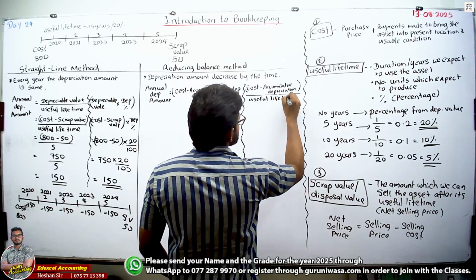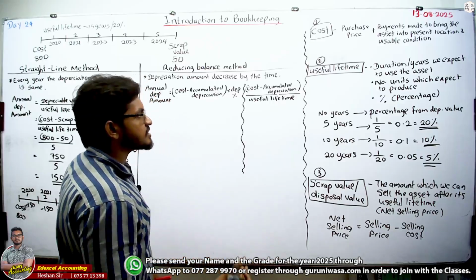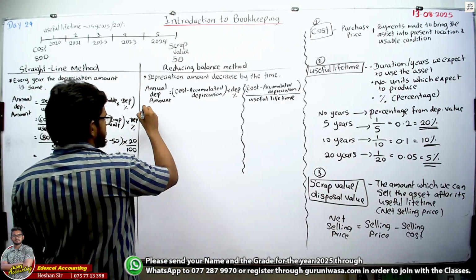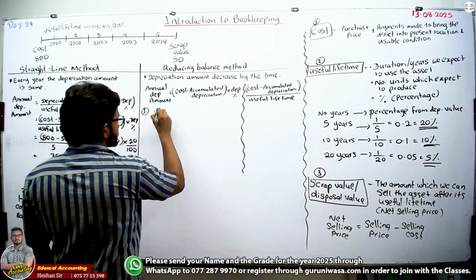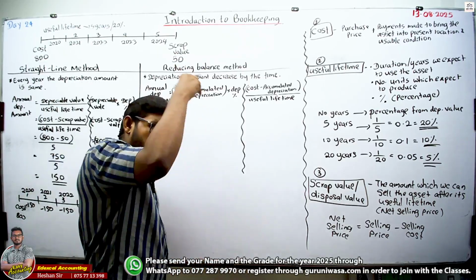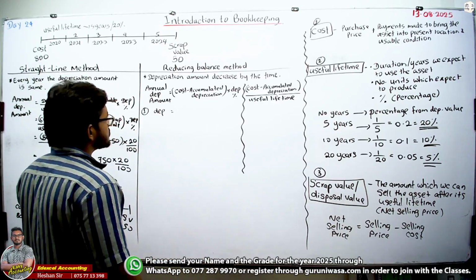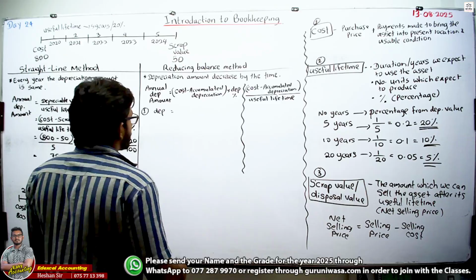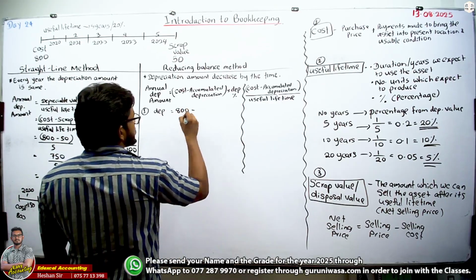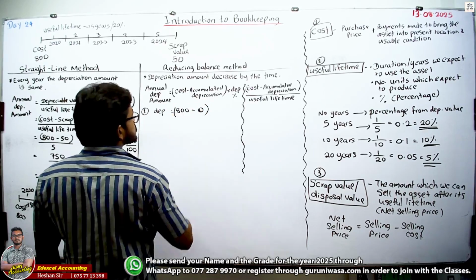Accumulated depreciation means we accumulate the depreciation every year, which we concern. This is just an estimate. Now think, if I take the first year depreciation, accumulated depreciation means the total of the previous years, right? Now when it comes to the first year, cost is 800,000. Last year depreciation is 0, right?